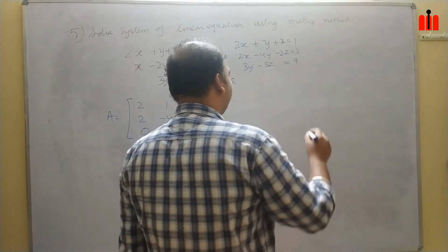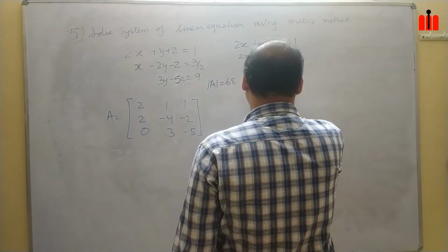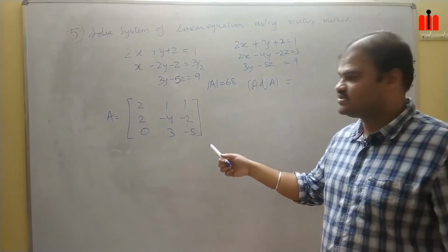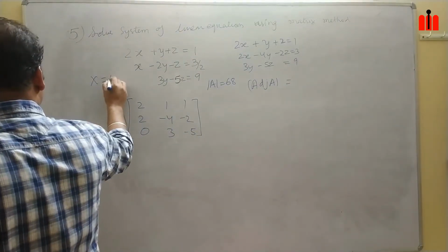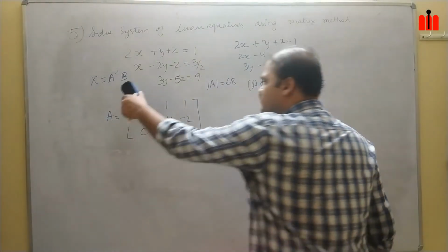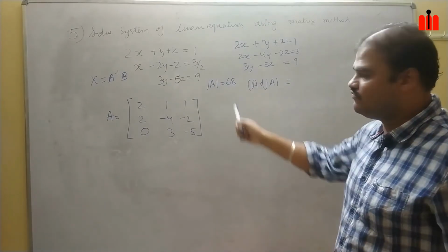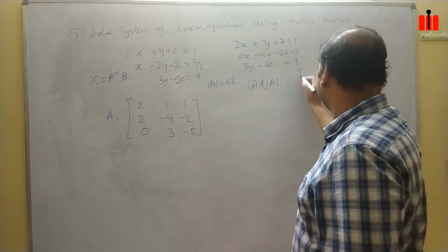Right? Now we will start finding adjoint A. Adjoint A is the cofactors. For A inverse, we have to find the value of x. X will be A inverse B, so we have to find A inverse first. To find A inverse, it is 1 by det A into adjoint A. So det A we found, which is 68. So now we will find adjoint A.